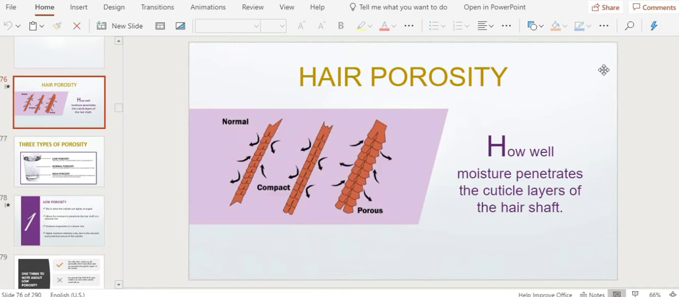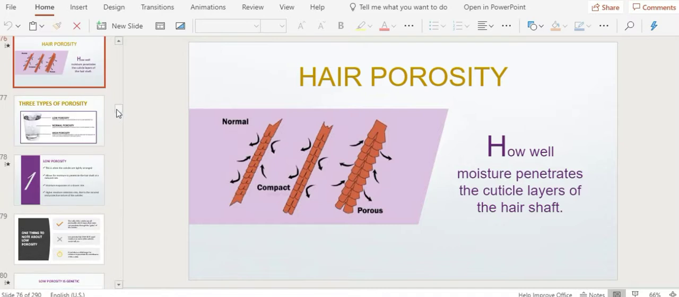Hi there, welcome back. All right, so let's begin with our lesson on hair porosity. So first of all, what is porosity and why is it such a big deal?